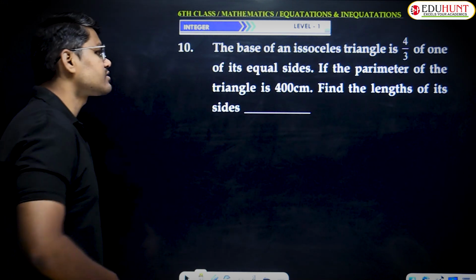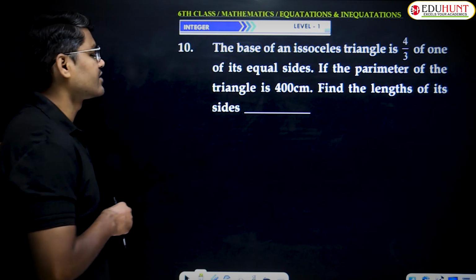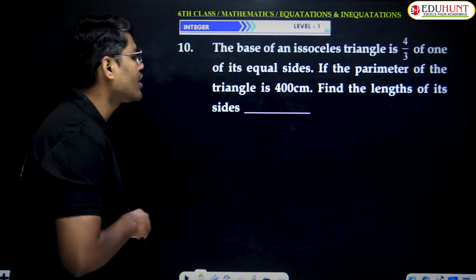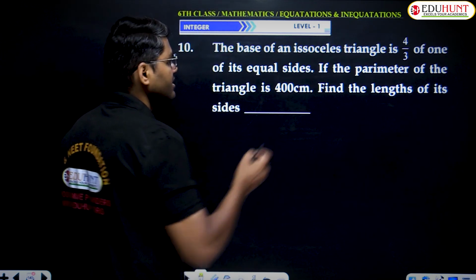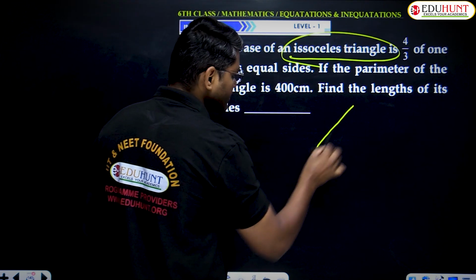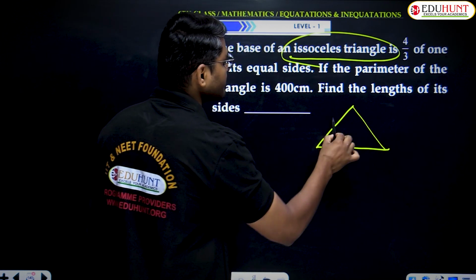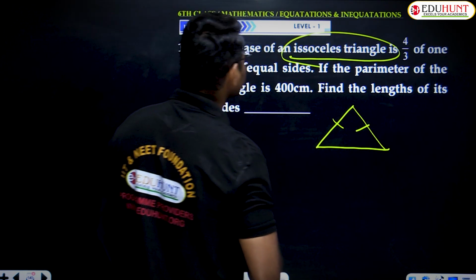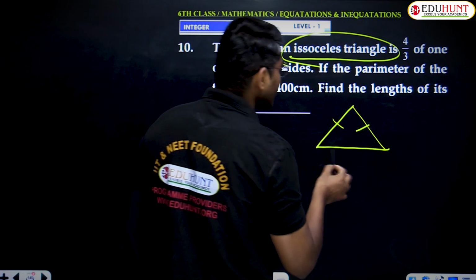The base of an isosceles triangle is 4 by 3 of one of its equal sides. If the perimeter of the triangle is 400 centimeters, find the lengths of its sides. Whenever you see this, we have to draw the diagram. Isosceles triangle means two sides will be equal. These two sides are equal. The base of an isosceles triangle is 4 by 3 of one of its sides.